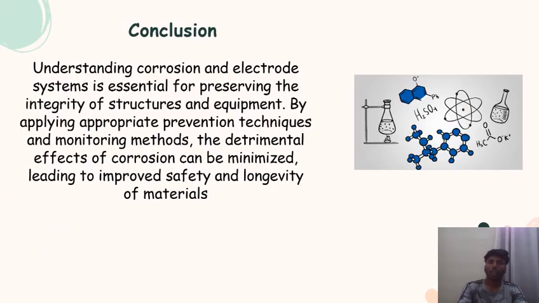Now, conclusion. Understanding corrosion and electrochemical systems is essential for preserving the integrity of structures and equipment. By applying appropriate prevention techniques and monitoring methods, the detrimental effects of corrosion can be minimized, leading to improved safety and longevity of materials.